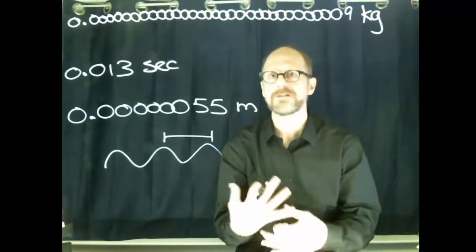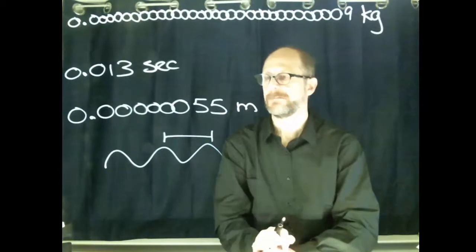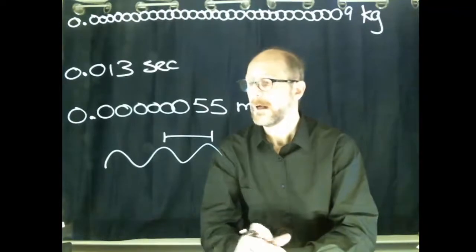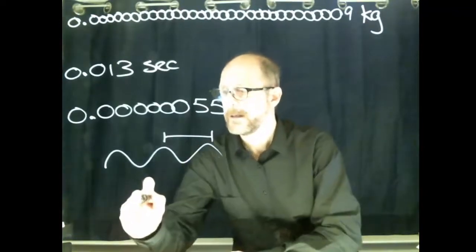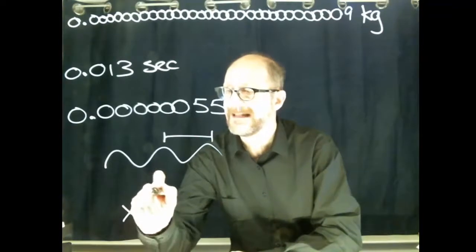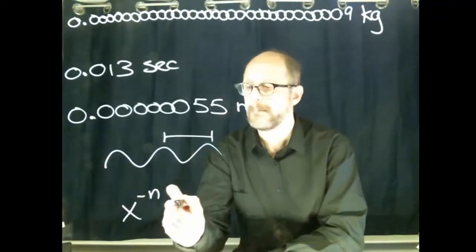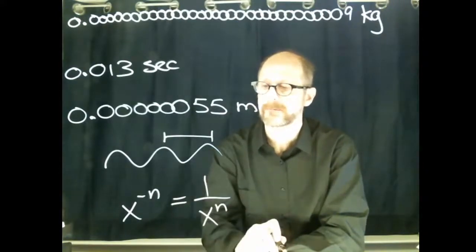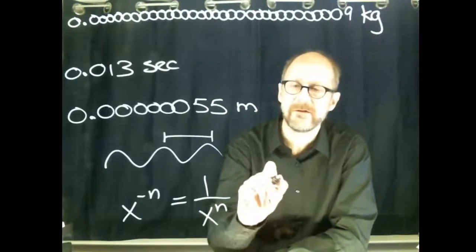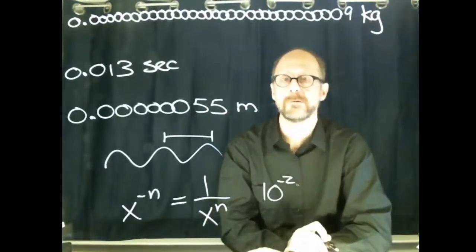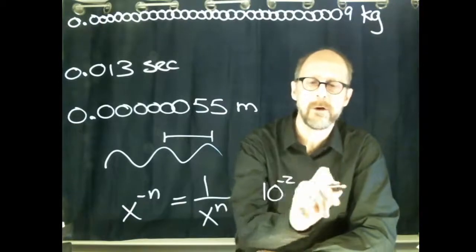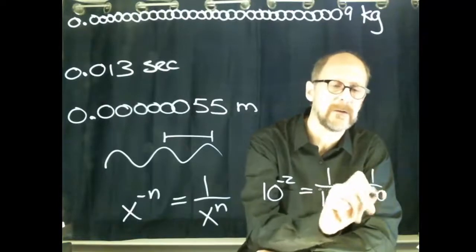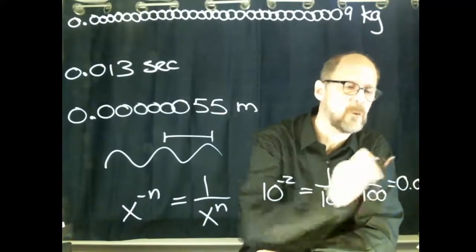And so how do we write small numbers in scientific notation? So just to review real quick, exponents again. If we have x to the power of negative n, what that means is 1 over x to the power of n. So for instance, 10 to the power of negative 2 means 1 over 10 to the 2, which is 1 over 100, which is 0.01.